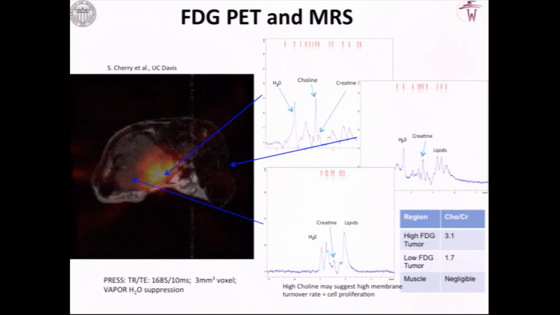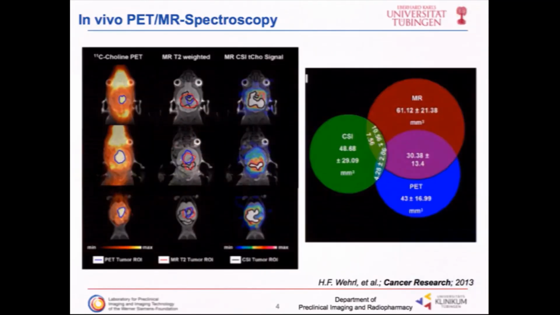indicating cellular proliferation of the tumor. And so this is, again, another way of getting different types of information from the images using these two different types of imaging modalities.